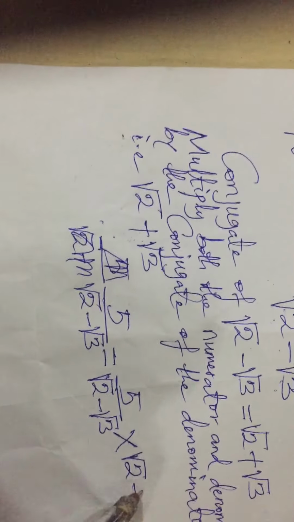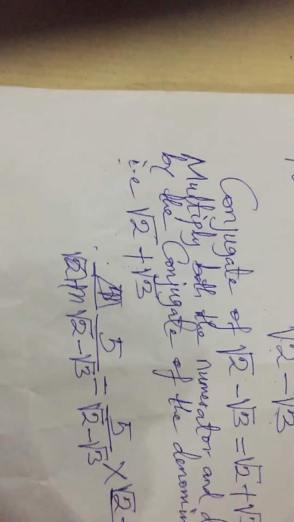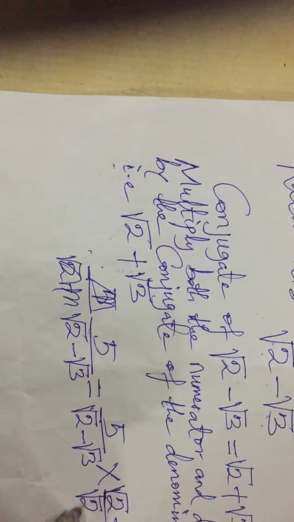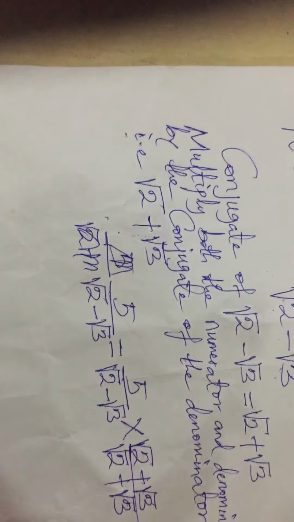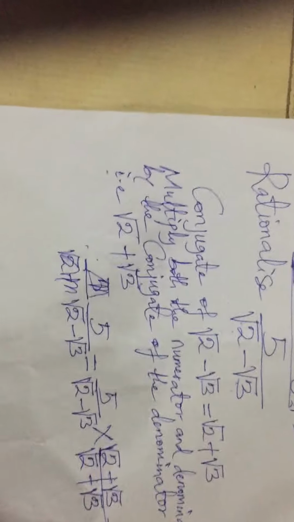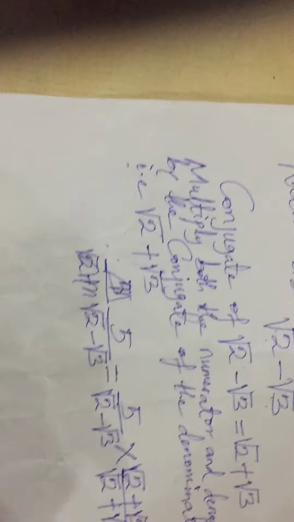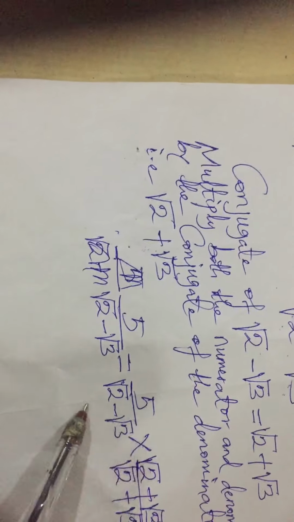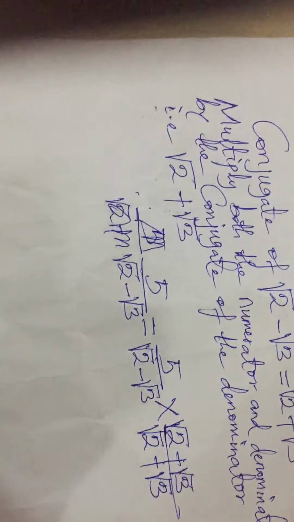So that is root 2 plus root 3 over root 2 plus root 3. So it's written already. We are multiplying both the numerator and denominator by the conjugate of the denominator. Now, what do we do next?